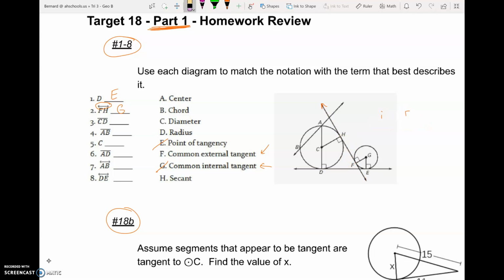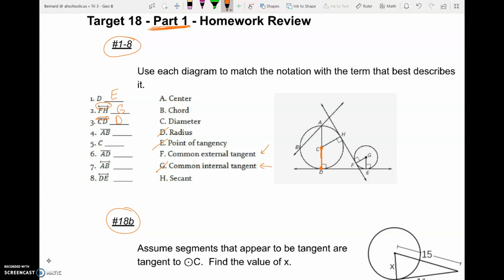All right, clear this up. Next one. They're talking about segment CD. Segment means no arrows on the end, just starts and stops at point C and point D. So let's find that. Here's C, here's D. And that is a segment coming from the center of the circle to the edge of the circle. We call that a radius. So that would be letter D here, a radius.